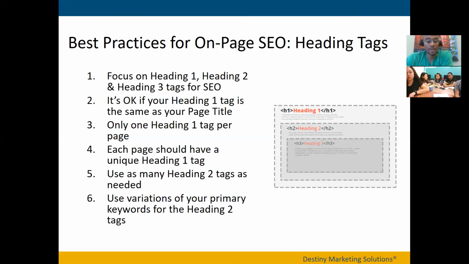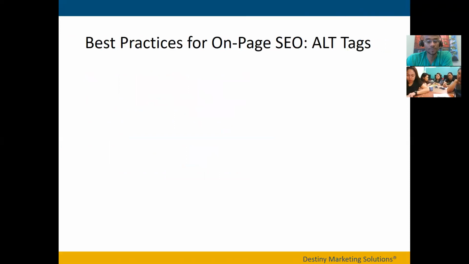And then, yeah, so I just said that, number 6, including those as variations. And I know we're getting close on time here, so I'm going to go quickly through some of these other topics. So best practices for on-page SEO, alt tags. Does anyone remember what an alt tag is?